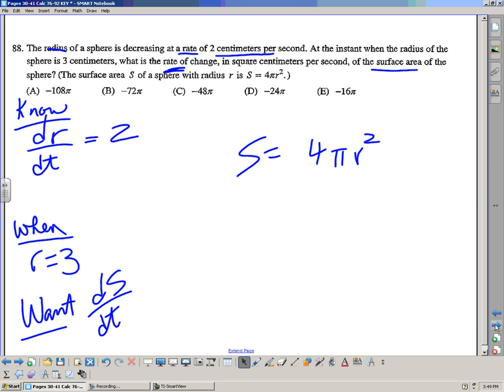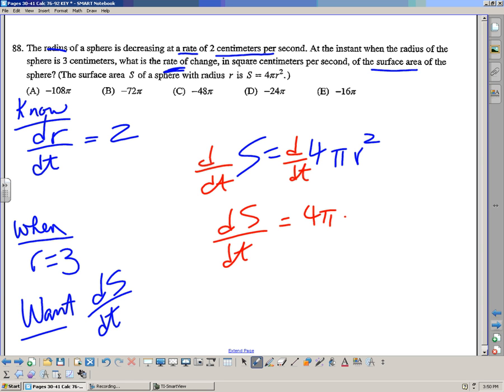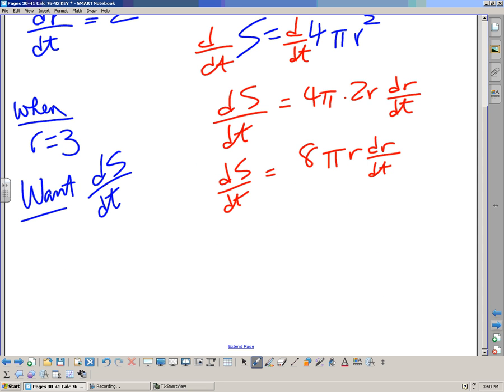We take the derivative on both sides. I'm sorry, I'm doing d over dS. It's been a long day. d over dt. So dS/dt is equal to 4 pi times the derivative of r squared with respect to t, which would be 2r times dr/dt. Clean this up a little bit. dS/dt is 8 pi r dr/dt, and I think we can just basically plug everything in here.